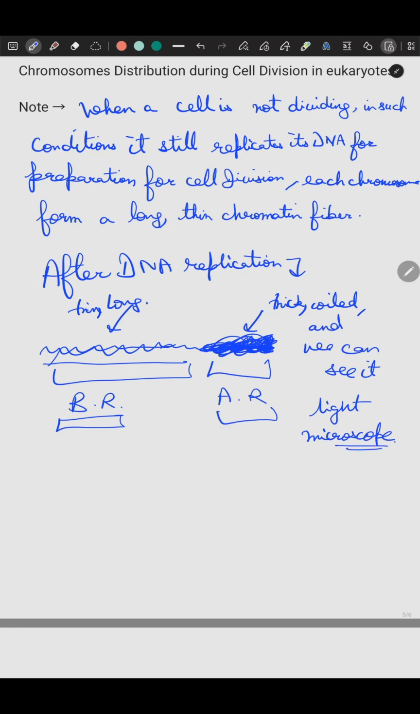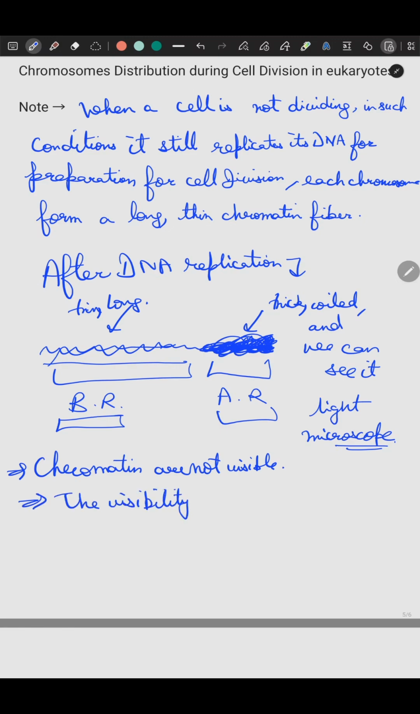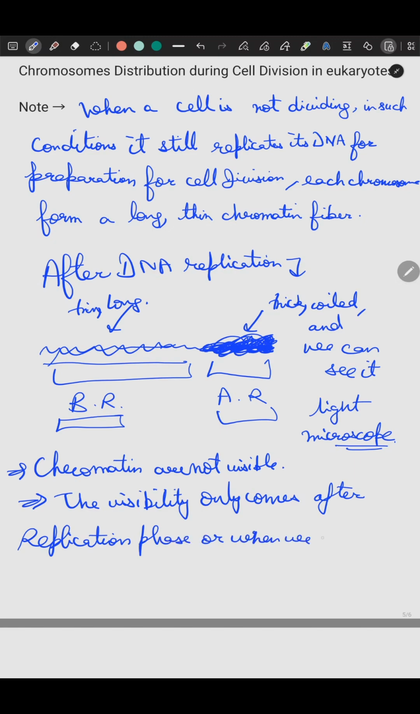So what we can conclude is that chromatins are not visible. The visibility only comes after the replication phase, or when we observe or see chromosomes, the visibility comes.